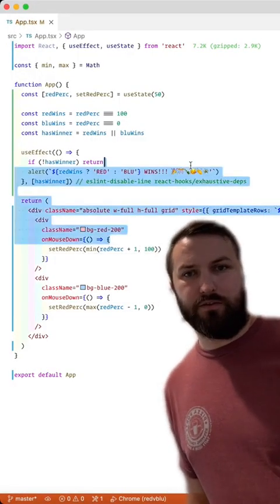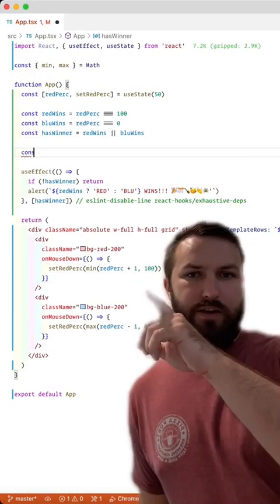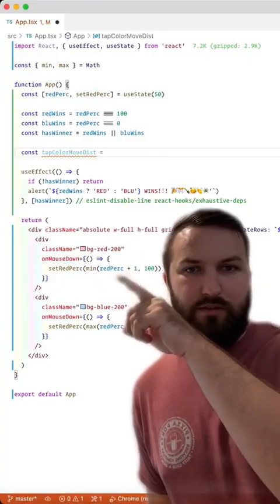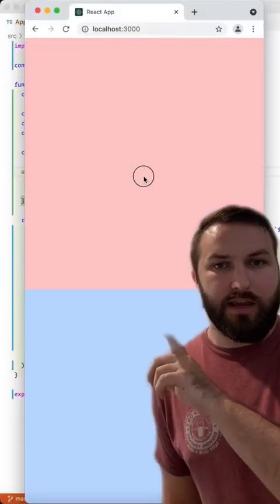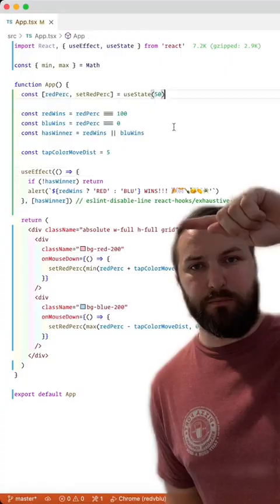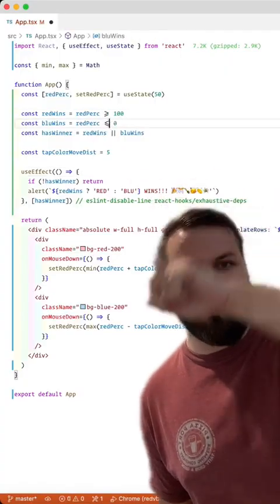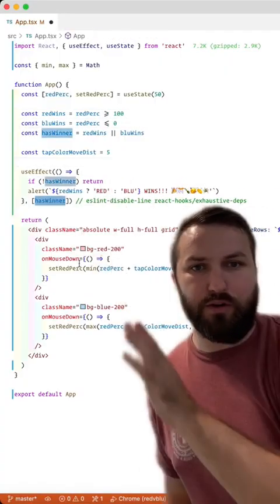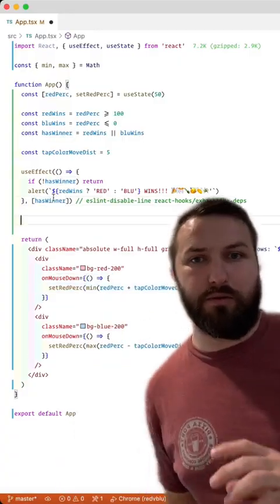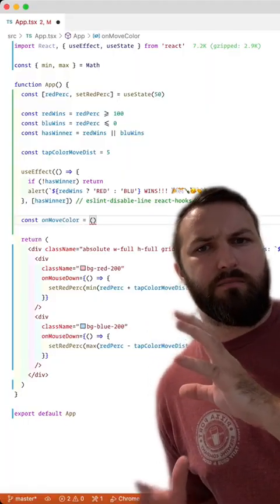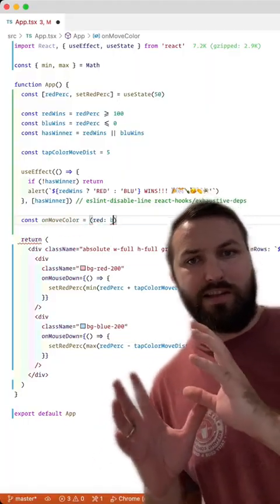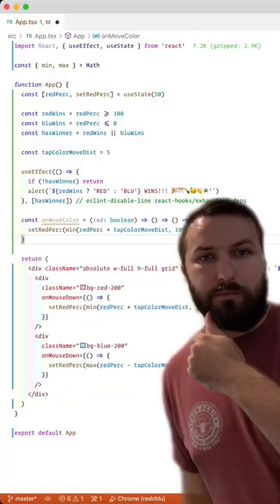All right, so what we've got going on here is I am trying to take this number 1 right here and then this one, and instead of when you tap it moves 1 pixel, I'm trying to set it to like 5 or whatever number, and it applies to both red and blue. And then here I'm adding an on move function that's generic, so it can be applied to any color.